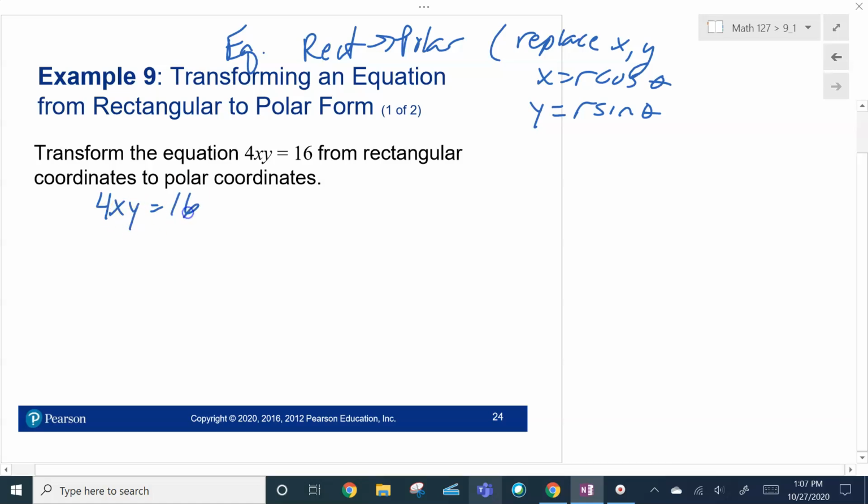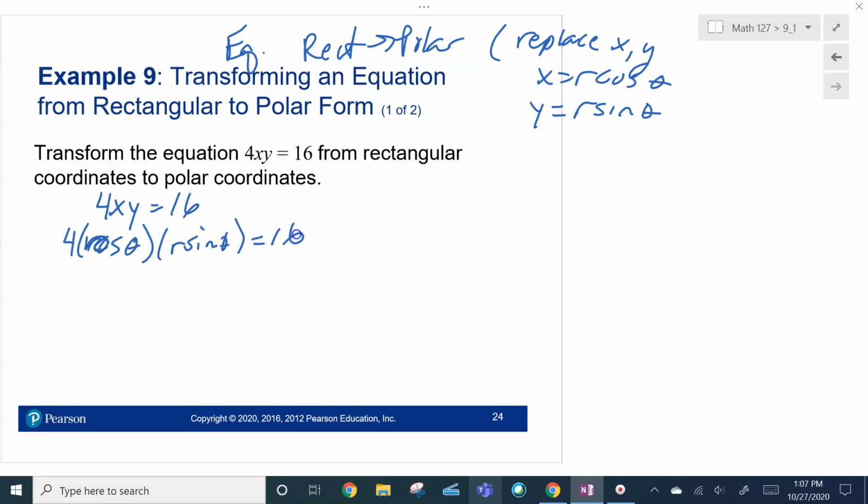4xy equals 16. Remember, x is r cosine theta, so there's our x, r cosine theta. And y is r sine theta. This equals 16. So we got 4r squared, and we got sine theta cosine theta equals 16.